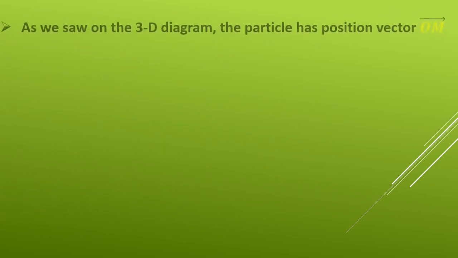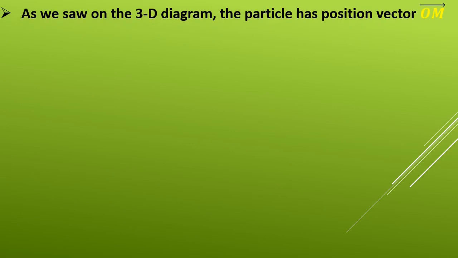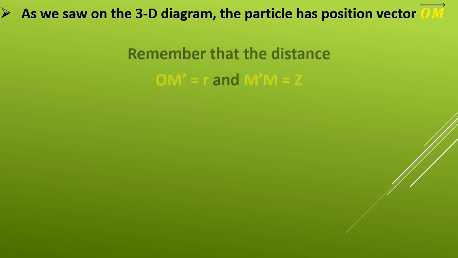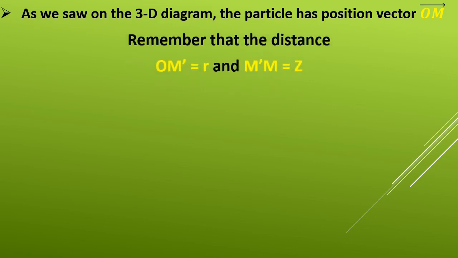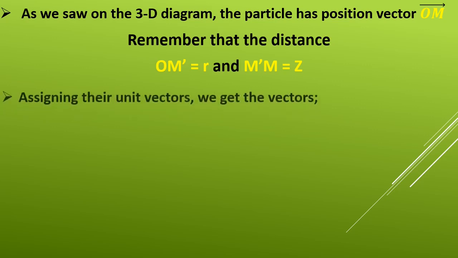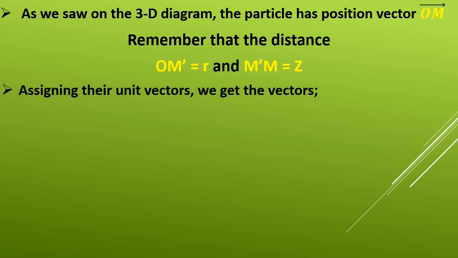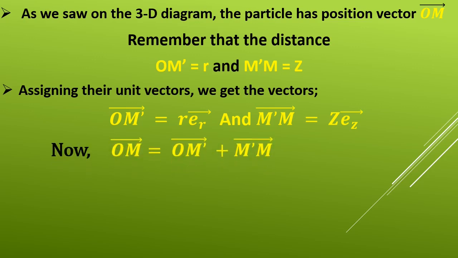So now, as we saw on the 3D diagram, the particle has position vector OM vector. Remember that the distance OM prime is equal to r and M prime M is equal to z. Assigning the unit vectors, we get the vectors OM prime vector to be equal to r e_r and M prime M vector to be equal to z e_z. Now, OM vector equals OM prime vector plus M prime M vector.